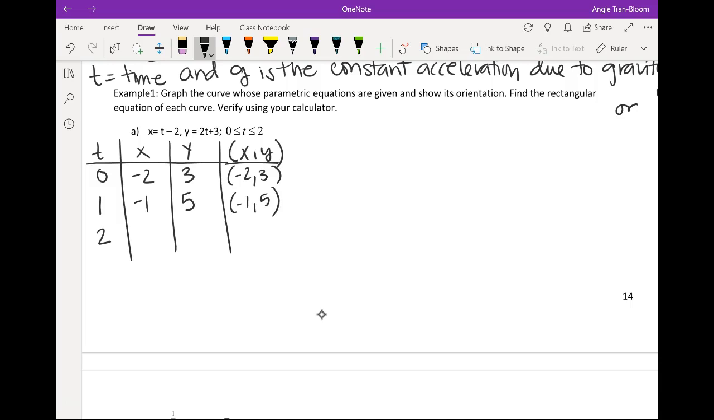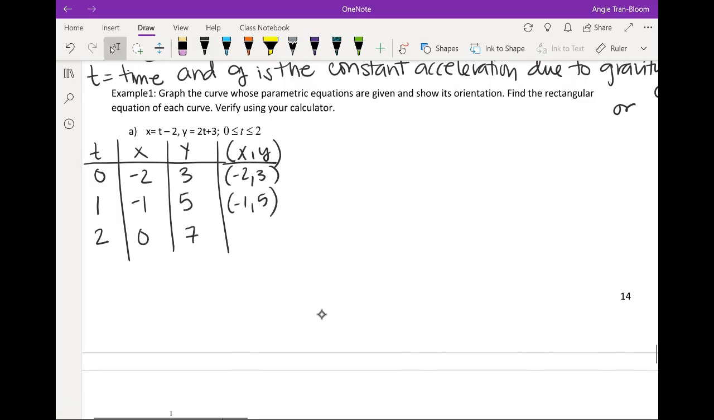2 seconds later, Christina, where is it on X? 0. 2 seconds later, Brandon, where is it on Y? 7. Beautiful. So 0, comma 7, plot your dots. I need negative 2 on X and 7 on Y, so I need more Y's. Negative 1, negative 2, 1, 2, 3, 4, 5, 6, 7.